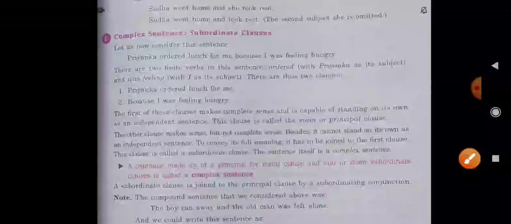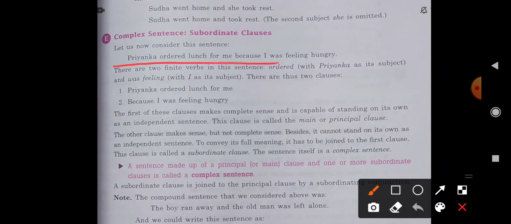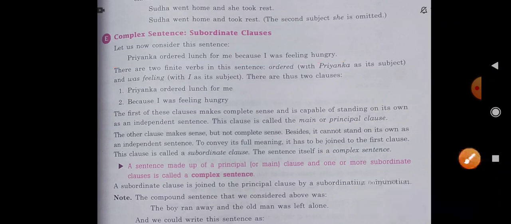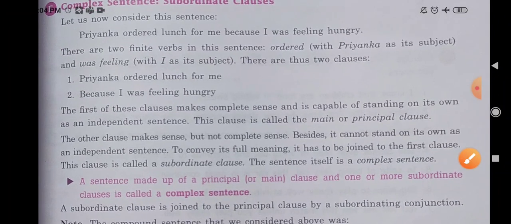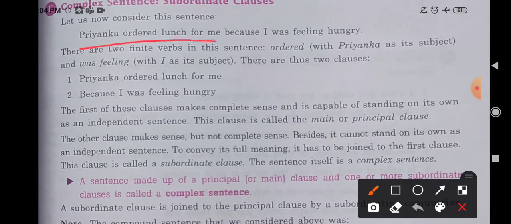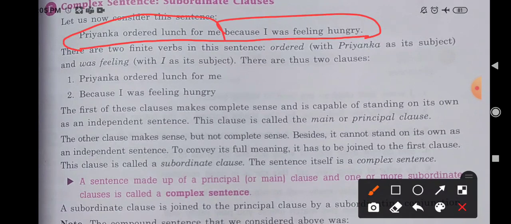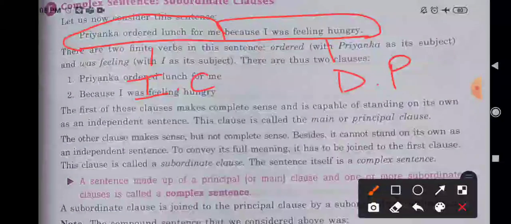Let's take this. Suppose I say, Priyanka ordered lunch for me because I was feeling hungry, right? I'll just enlarge the screen. Now it's pretty clear. Priyanka ordered lunch for me because I was feeling hungry. So two parts are there. If you break it into two halves, two clauses, the first clause is an independent clause and the second will be a dependent clause. Why?